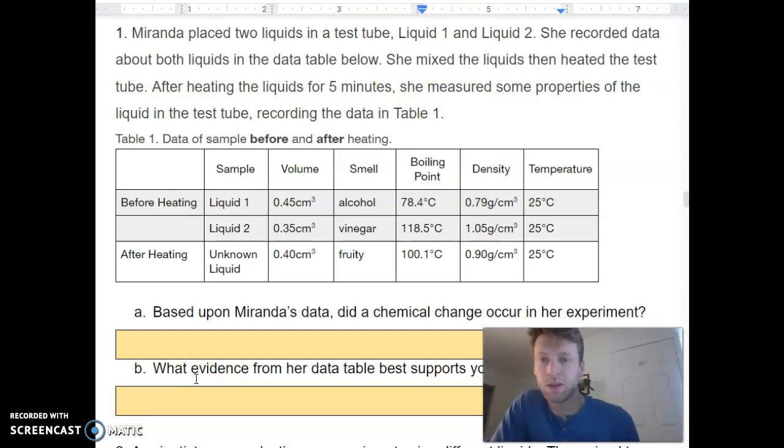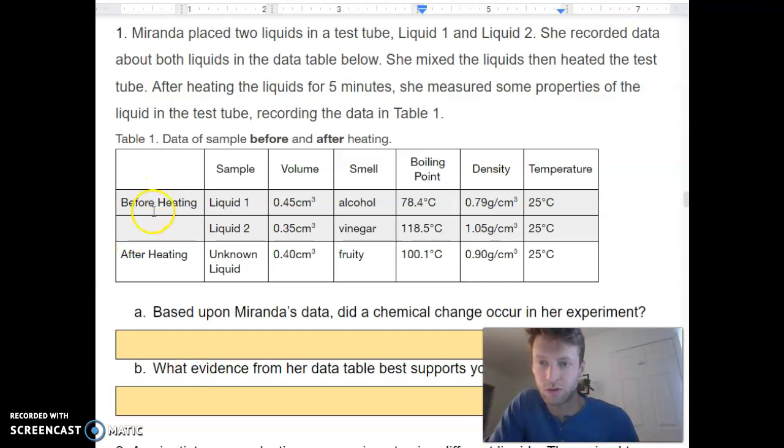Miranda placed two liquids into a test tube, liquid 1 and liquid 2. She recorded data about both liquids in the data table below. She mixed the liquids, then heated the test tube. After heating the liquids for 5 minutes, she measured some properties of the liquid in the test tube, recording the data in table 1. So she didn't see a change, but she's curious to know if there was a physical or a chemical change. So let's look at the data table.